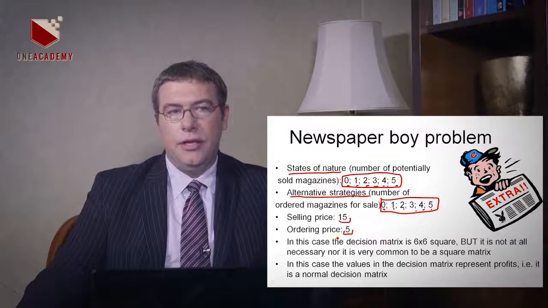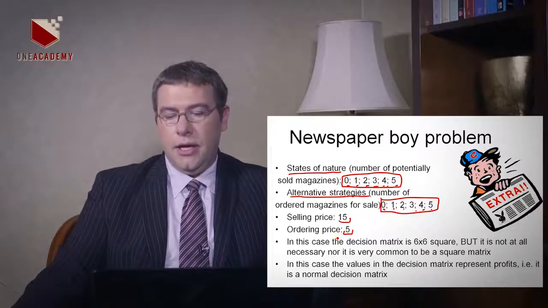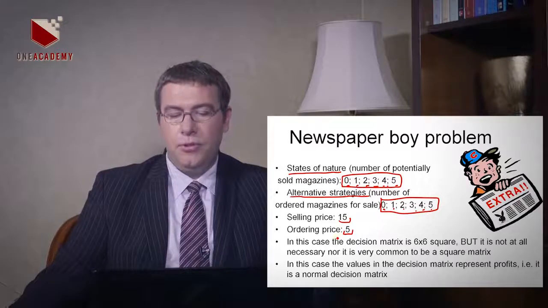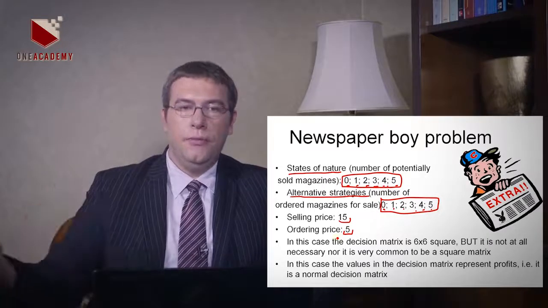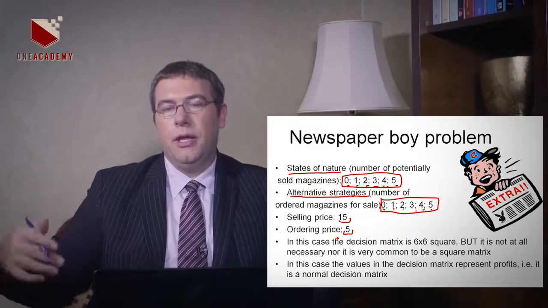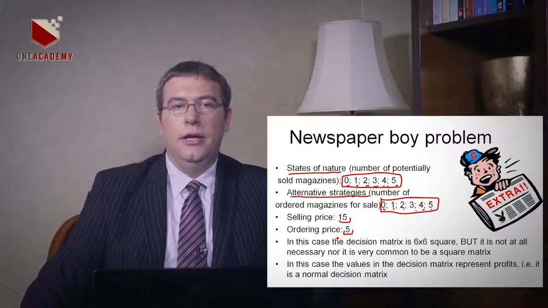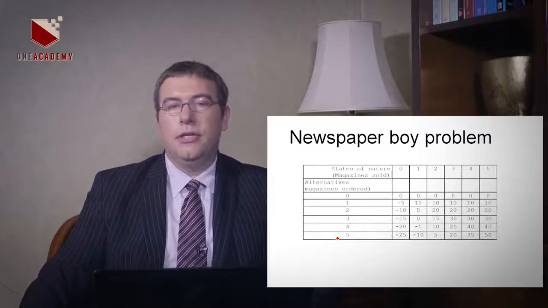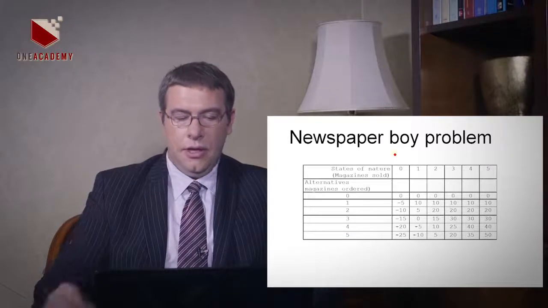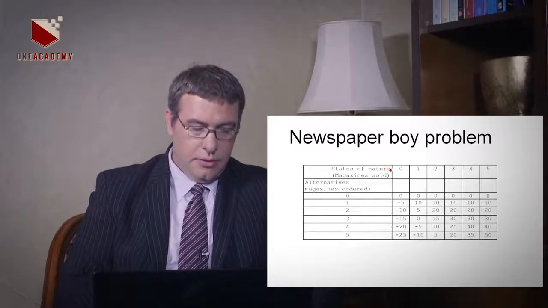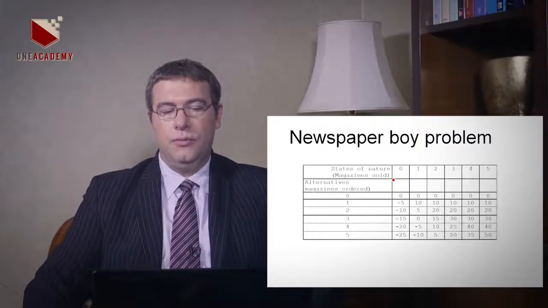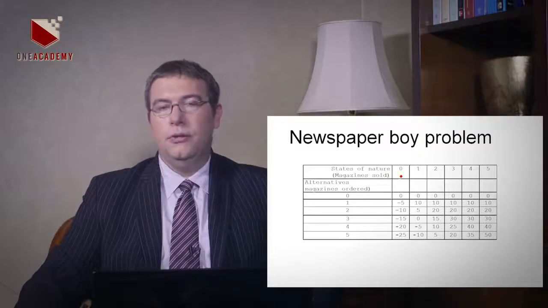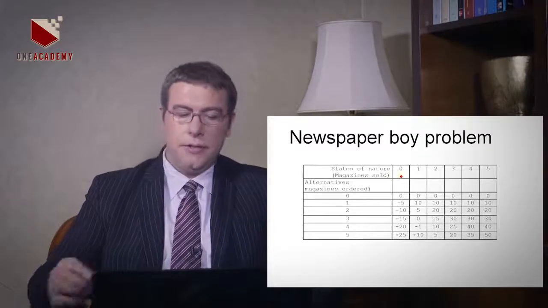I would like to remind you that in this case the decision matrix is 6 by 6, a square, but it is not at all necessary, nor very common, to have a square matrix. And furthermore, since we're dealing with profit and aiming at maximum profit, we're going to have a normal decision matrix. So how does this look? Well, it looks something like this. This is the newspaper problem put into a decision matrix.